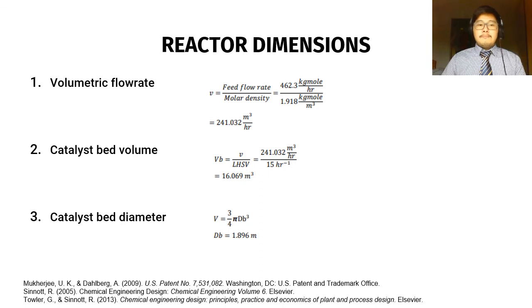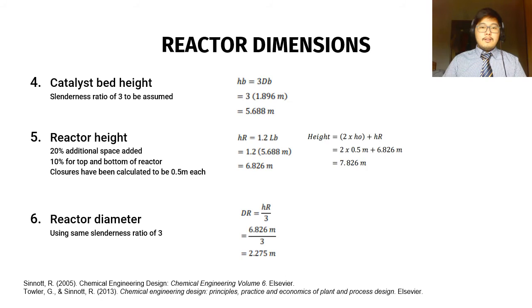Next, the catalyst bed diameter has been calculated as well. The catalyst bed height, along with the reactor diameter, employ a slenderness ratio of 3, while the reactor height is calculated with additional spaces and height of closures in mind.